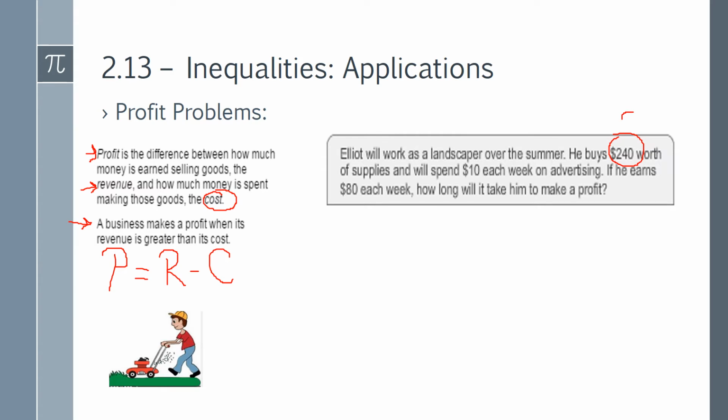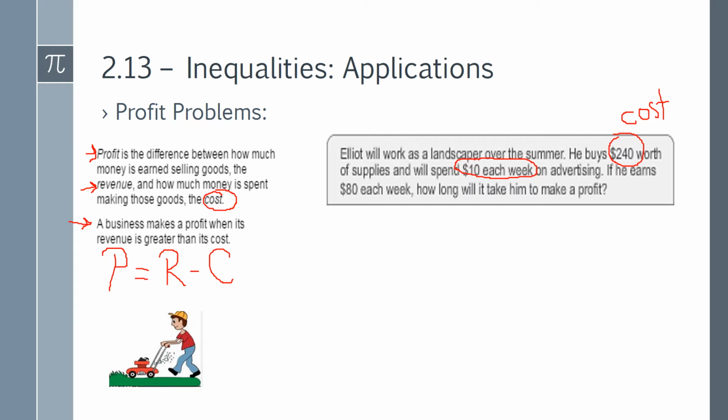This is a cost, and it's one time. That's a one-time cost. But then he also will spend $10 each week on advertising. He's got to print out his flyers, walk around. He's got to get staples to staple them to trees or whatever it is he's doing to advertise. But that is a weekly cost.